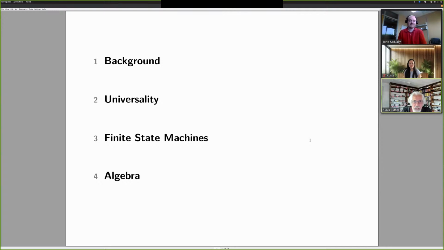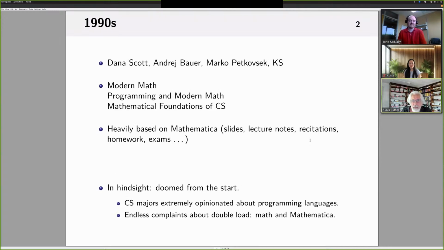All right, so it all started a long time ago in the late 90s. There were a couple of people here at CMU who decided that the time really was ripe to revolutionize the teaching of, well, certainly of discrete mathematics, but actually we thought of mathematics as a whole. The driving engine behind all that was Dana Scott. At the time, Andre Bauer was one of his PhD students. Also there was Marko Petkovšek, you may be familiar with his book, A is equal to B.